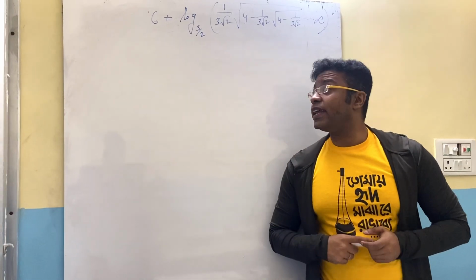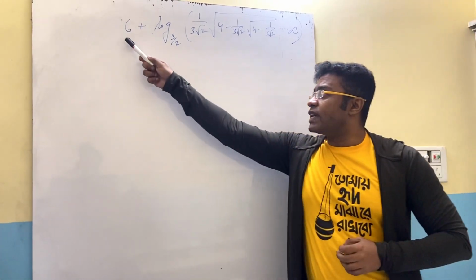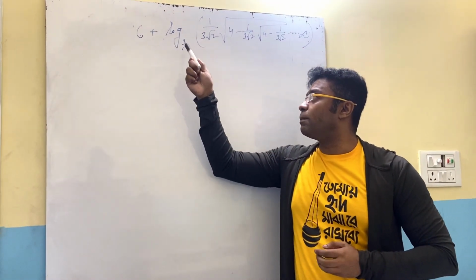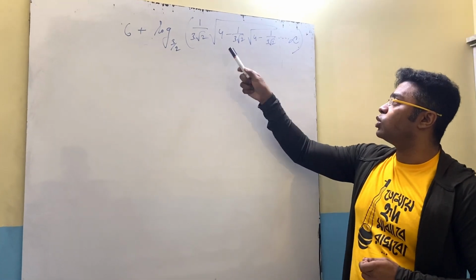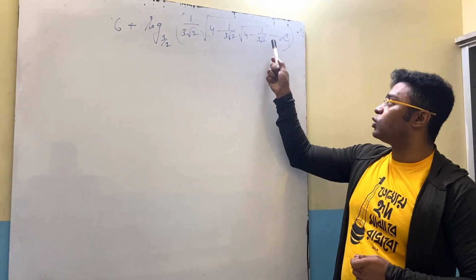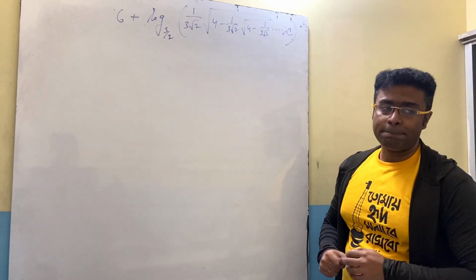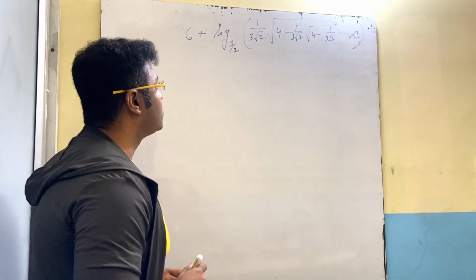Okay, so here we are ready with a logarithm sum, right? 6 plus log, the base is 3 by 2, within bracket 1 by 3 root 2, under root 4 minus 1 by 3 root 2, under root 4 minus 1 by 3 root 2, and this is continuing up to infinity. Fine. So how will you proceed with this?